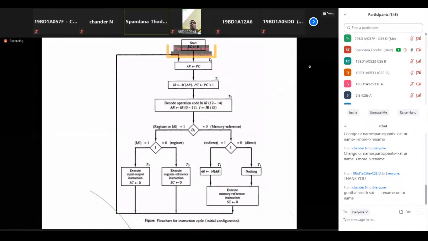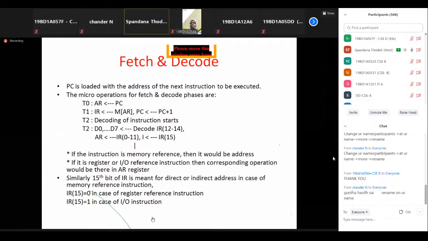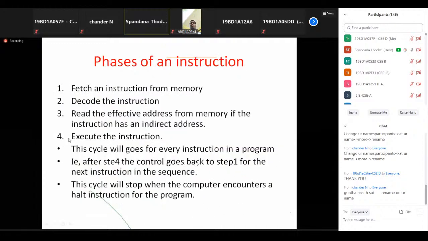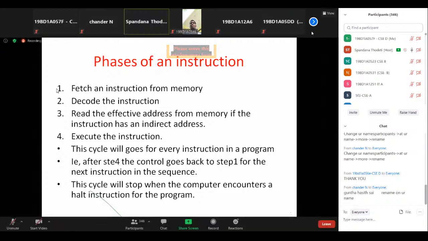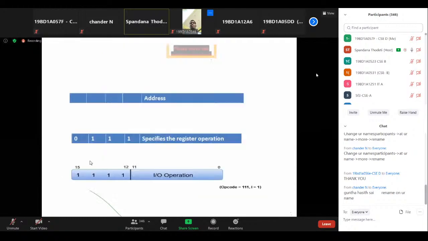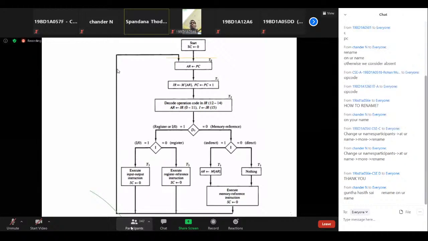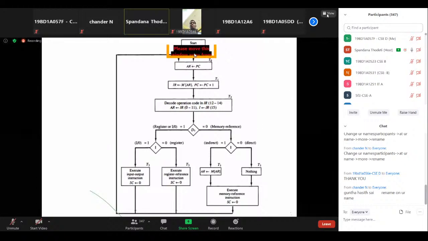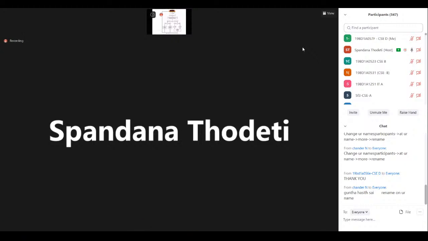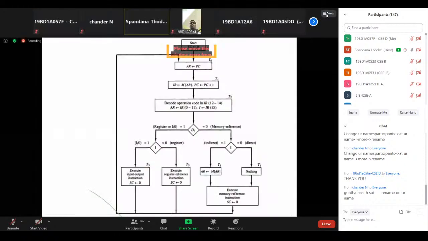Once the current instruction execution is done, what do you have to do? When you see these phases of this instruction, once this instruction execution is done, this cycle is to be repeated for every instruction in the program. So after this fourth step, the control will go back to the first step. Again, for the next instruction, the same process has to be repeated, right? So here you need to make the sequence counter 0 for the next instruction, and again you retrieve the address of the next instruction to be executed from the program counter, place it into AR, and follow the same procedure for the remaining instructions.